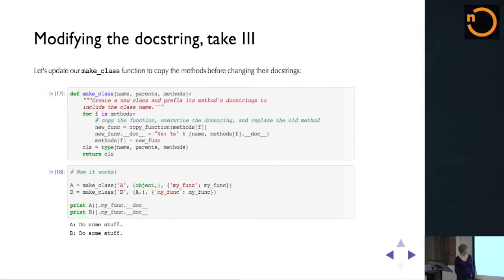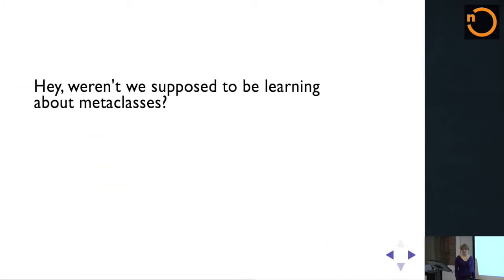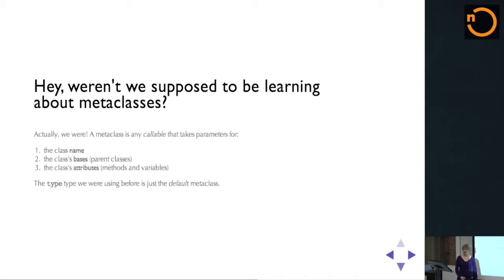All right. So you might be wondering why I haven't mentioned metaclasses in a while, given that this is a talk on metaclasses. But actually, the whole time I've been talking about metaclasses. A metaclass is just any callable, which means a function or a class that has a call method. Well, technically, metaclass uses new, but anyways. It's any callable that takes the parameters for the class's name, the class's bases, and the class's attributes. And so type, that we were using to create classes before, is just basically the default metaclass. That's what happens under the scenes. You never see it, so you never have to worry about it.